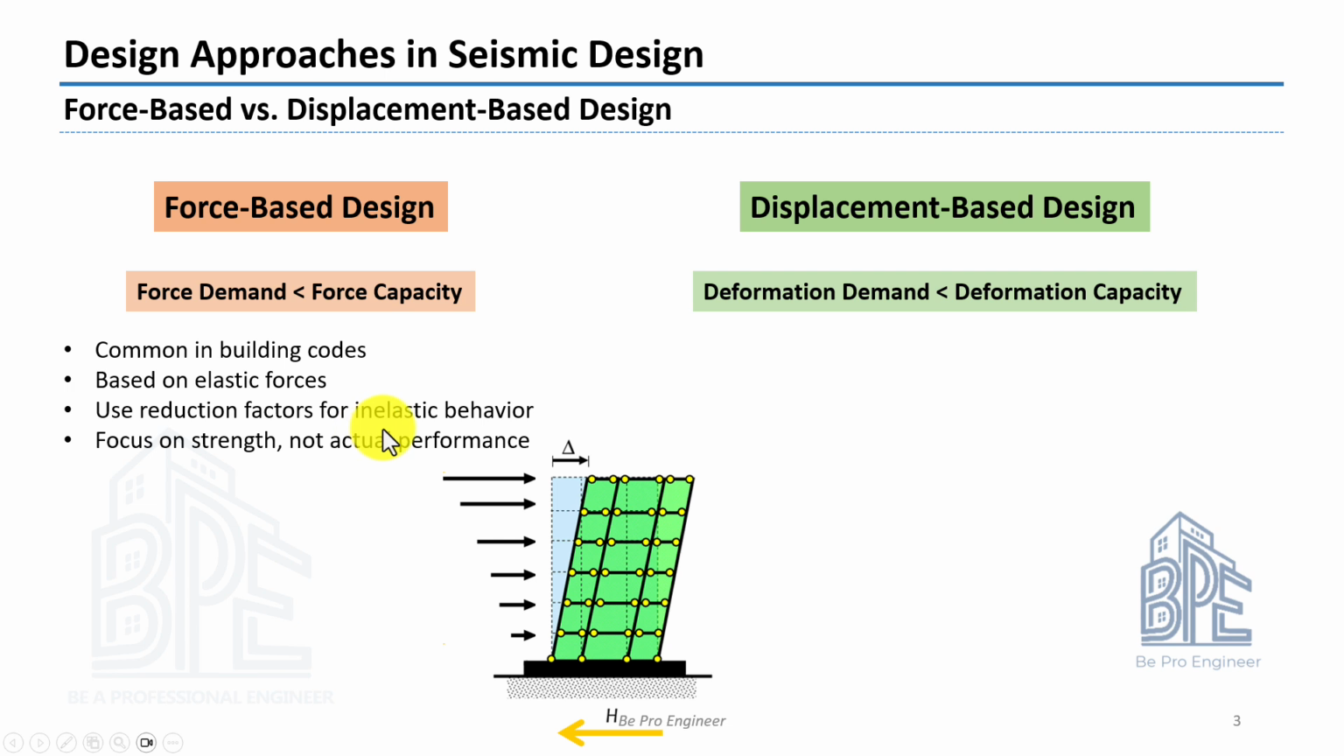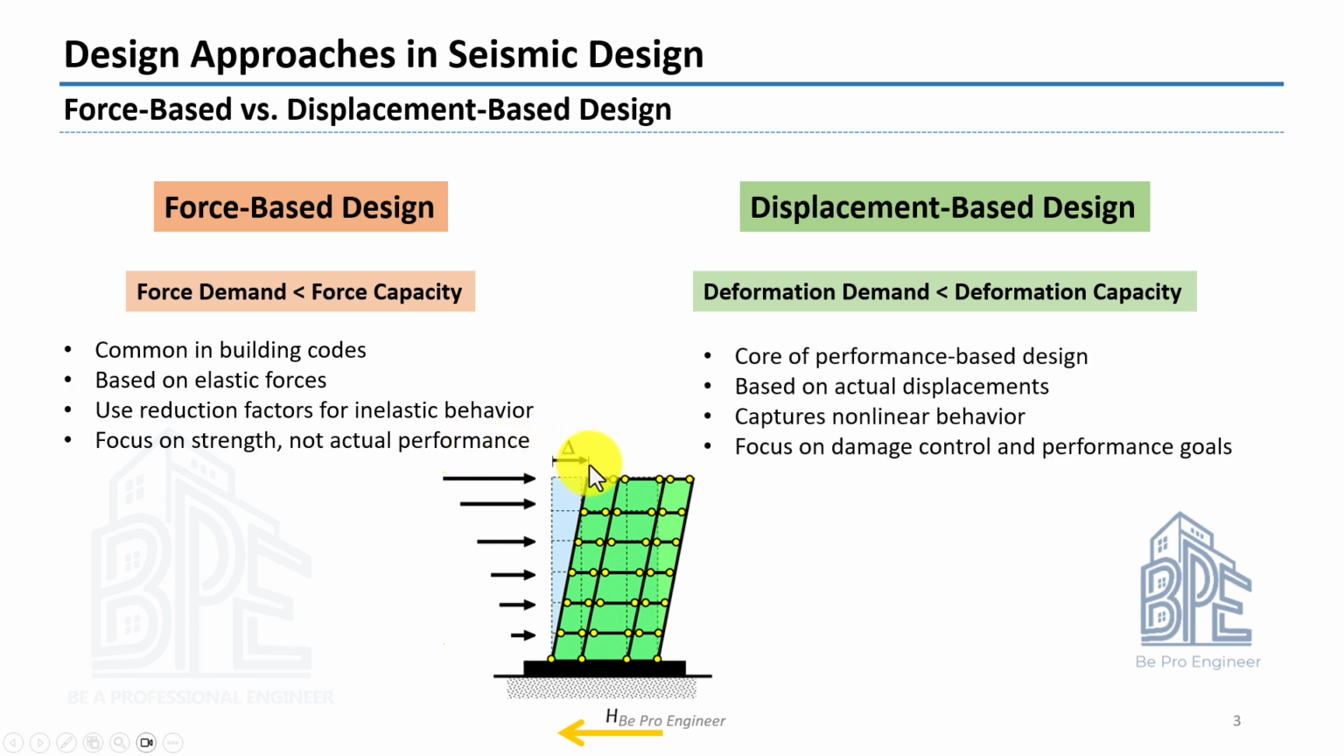Because experience has shown us that the forces a structure actually goes through during a real earthquake are often much lower than the elastic forces we calculate. So these reduction factors help us approximate that more realistic, inelastic response. But at the end of the day, force-based design is still focused mostly on strength, not on performance. And that's where this method can fall short. Just because a structure is strong enough doesn't mean it'll perform the way we want it to. Its actual performance could end up being very different from what we expected, especially in a strong earthquake.